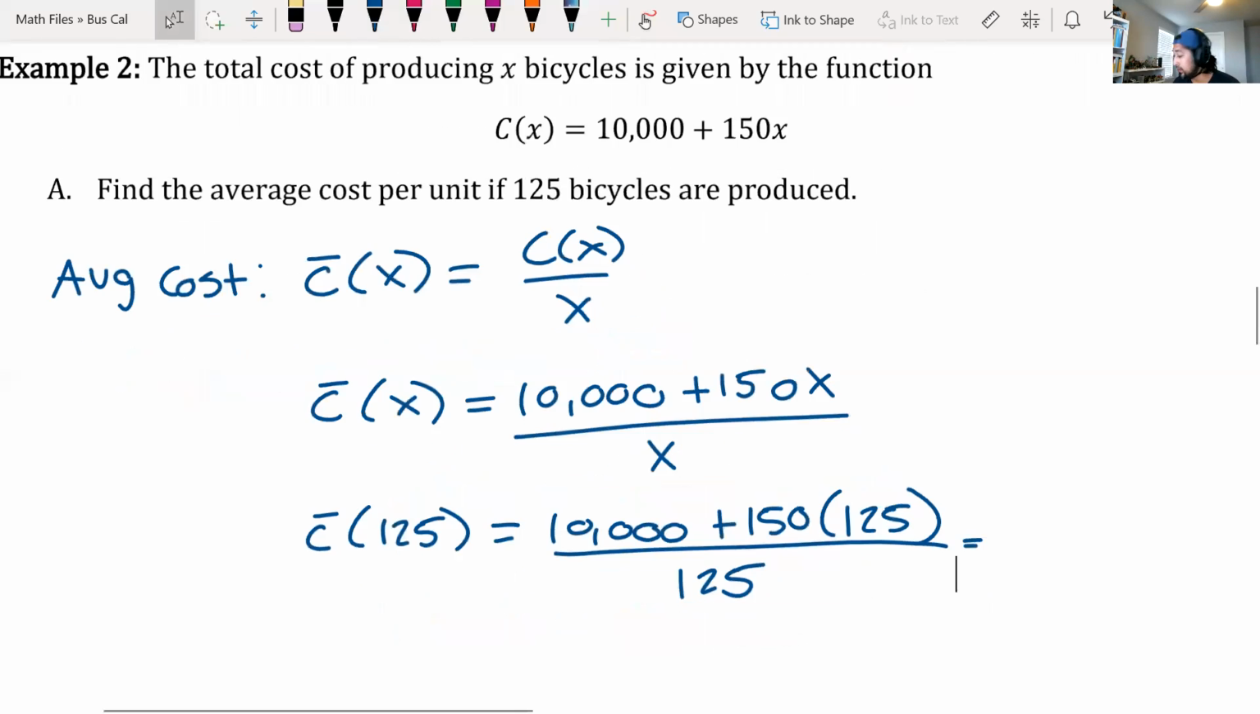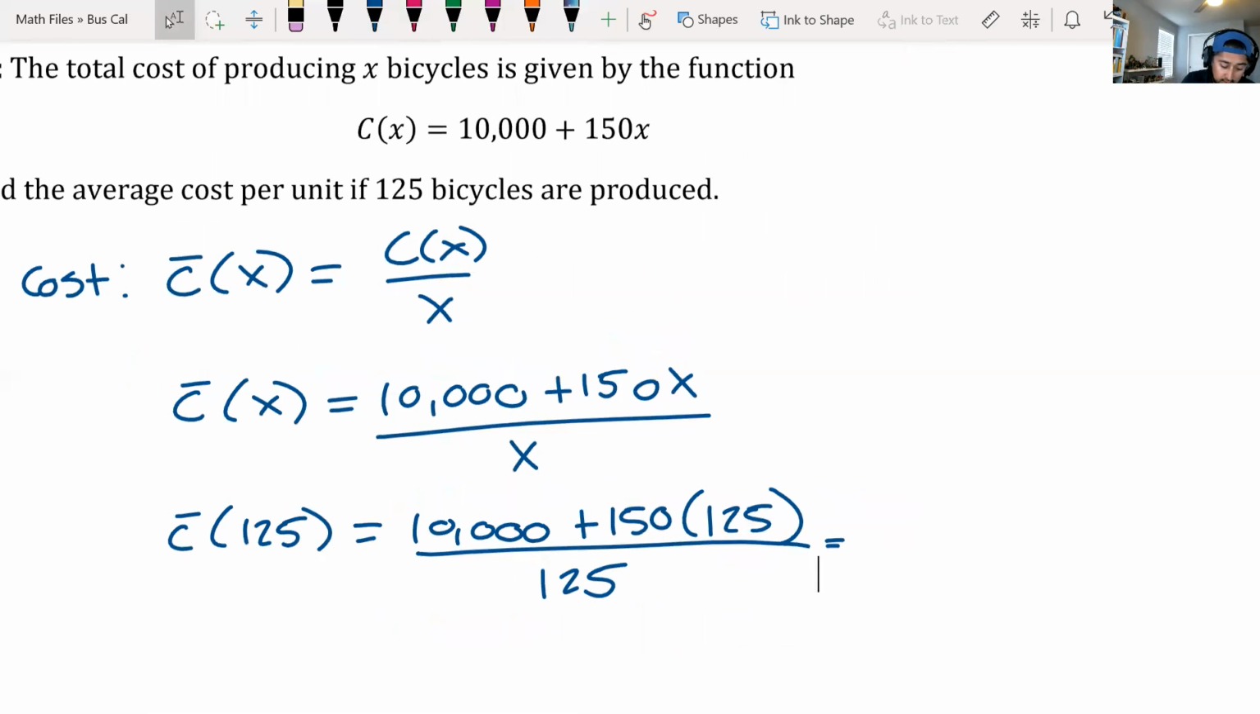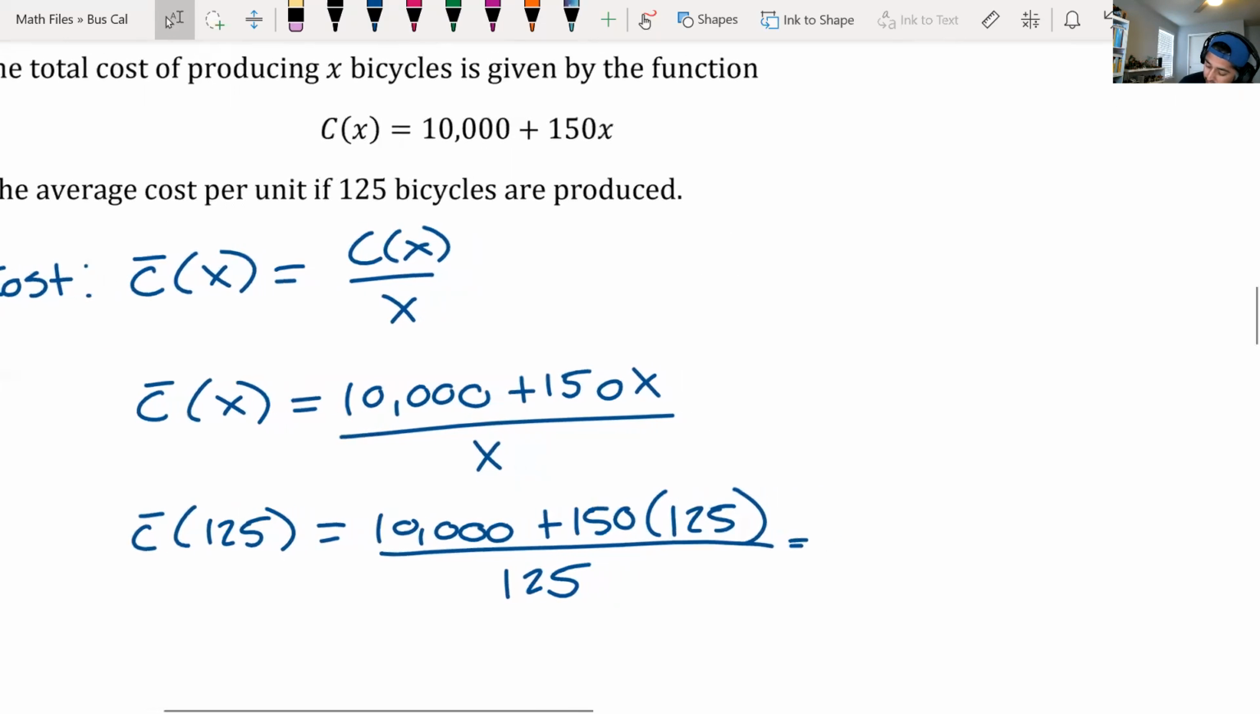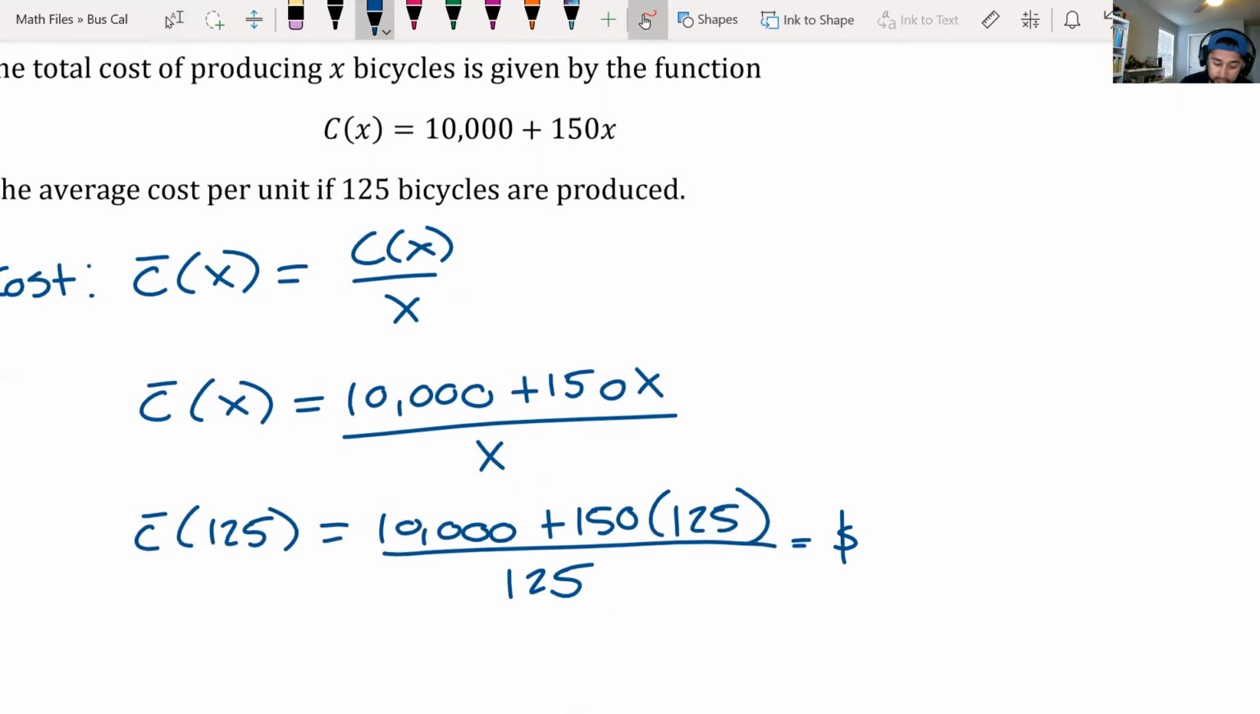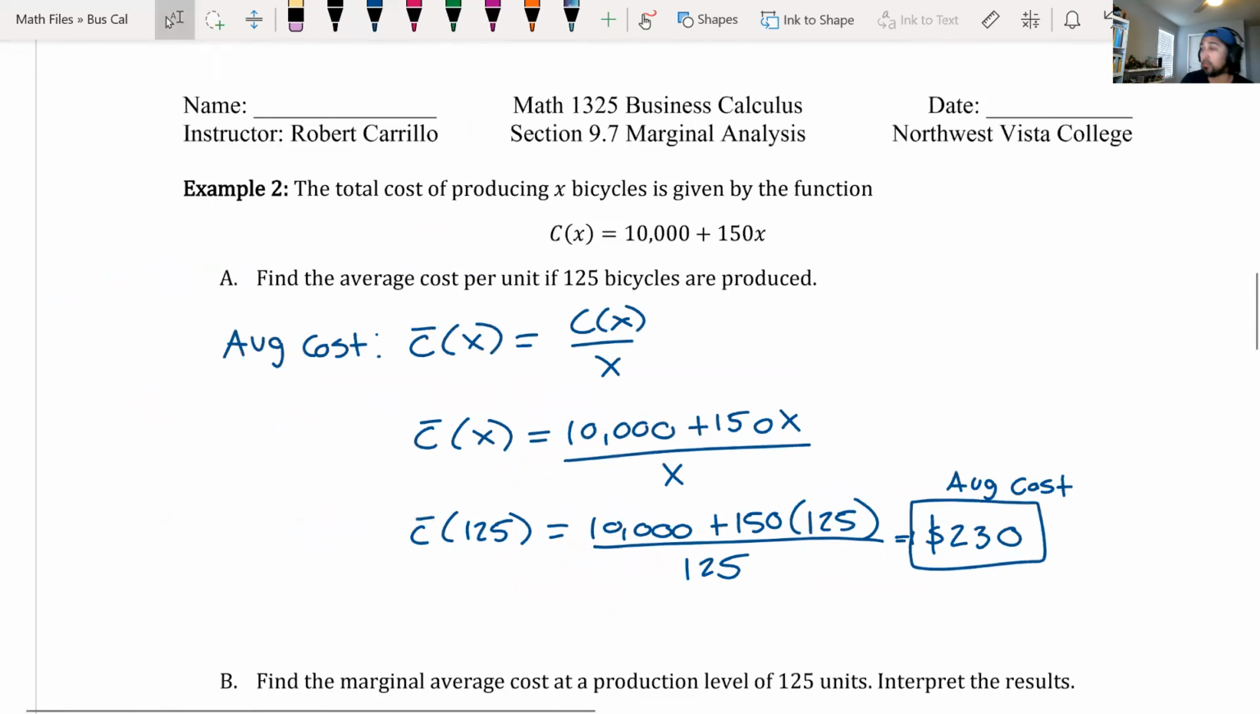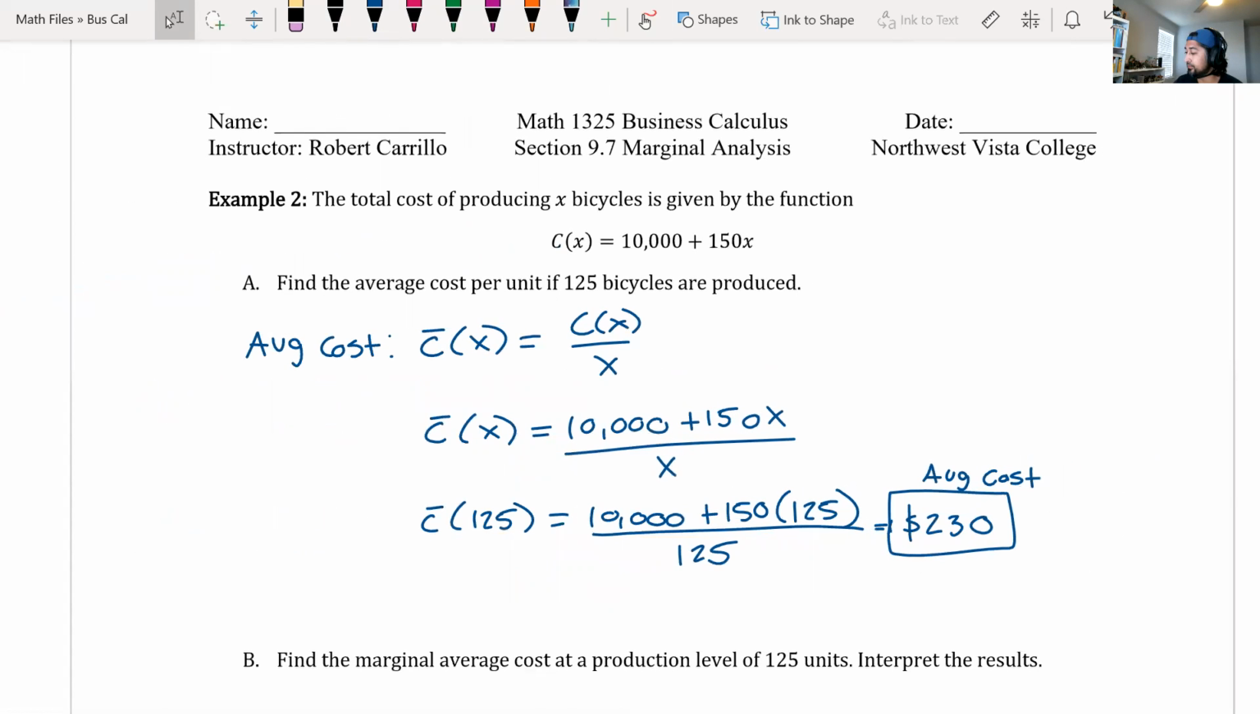And I'll just use my calculator here. 10,000 plus 150 times 125, over 125, says that if we make 125 bicycles, our average cost will be $230. Okay. Any questions on that?